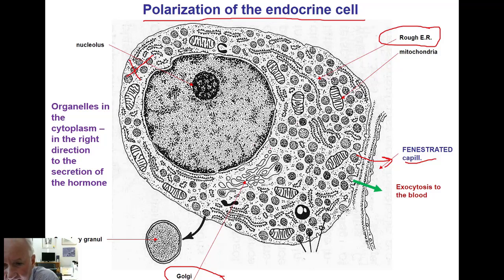So I think this scheme shows very nicely the orientation and the localization of the Golgi apparatus, the localization of the rough endoplasmic reticulum, and the nucleus. You even see nicely the nucleolus: here is a nucleus, and here is a nucleolus. So the polarization of the endocrine cells means the localization of the organelles, on this scheme, toward the closest capillary.